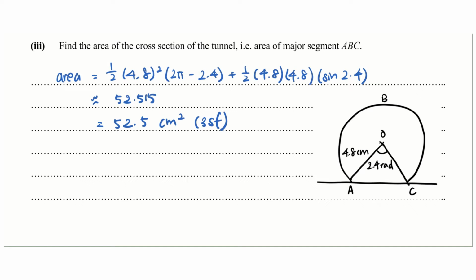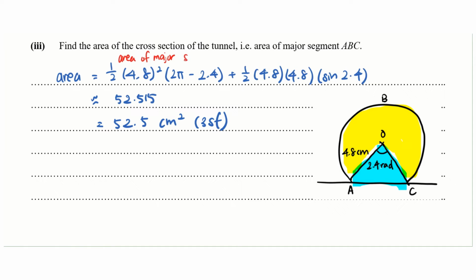In part 3, we want to find the area of the cross-section of the tunnel, which is the area of the major segment ABC. As mentioned right at the start of the lesson, to find the area of a major segment, I need you to recognize that it is a combination of two items. First of all, it is the area of the sector OABC. Then after that, we also have to consider the area of this triangle AOC. So what I have in my calculations here is half r squared theta, to find the area of the major sector.